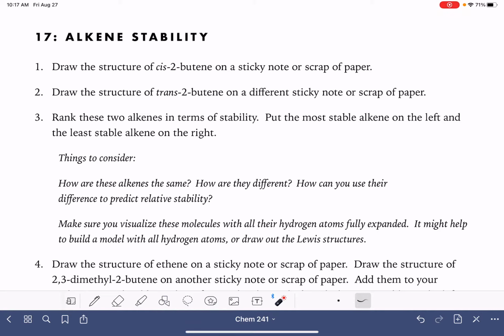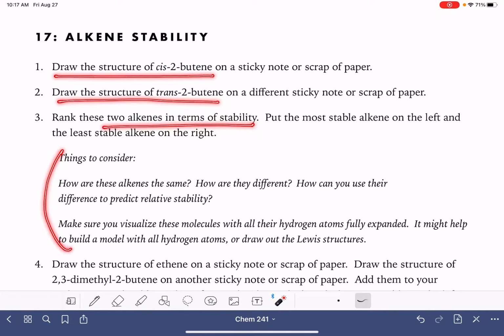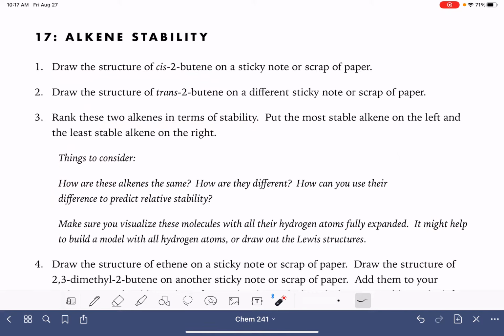This worksheet's going to help us practice ranking alkenes in order of relative stability. We're going to start by drawing the structures of cis and trans 2-butene, and then we're going to rank them in terms of stability, and there are some hints here that we can use, things that we can think about while we're ranking them.